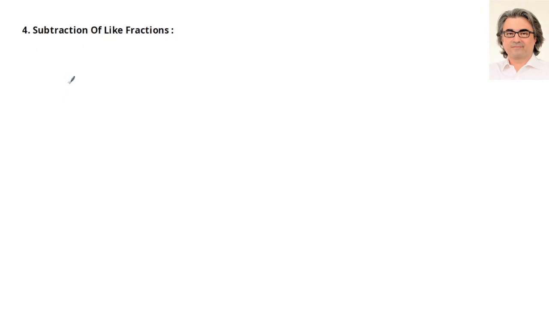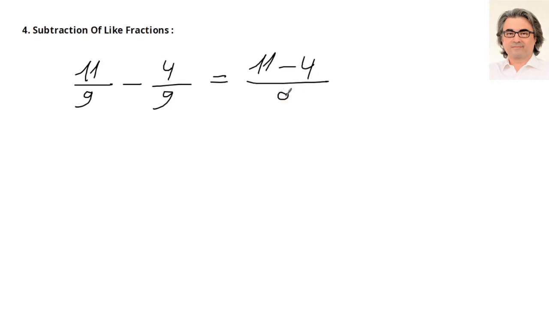Now, subtraction of like fractions. Like fractions, you know, denominators are equal to each other. So 11 over 9, this improper fraction, minus 4 over 9. We know from our previous lessons, from the addition operation, the same I should make here. I should make 11 minus 4. And I should write the denominator again as 9. 11 minus 4 is 7. 7 over 9 is the result.